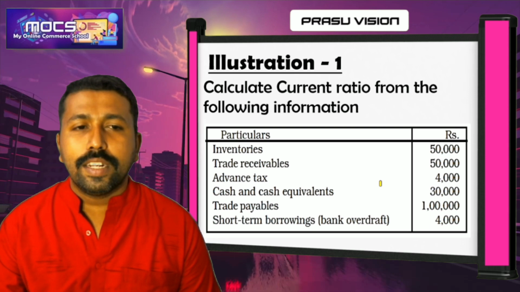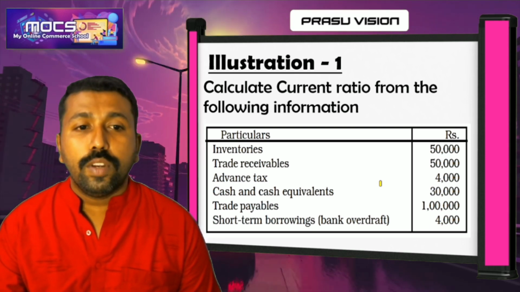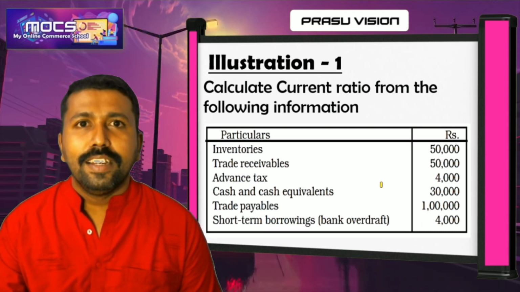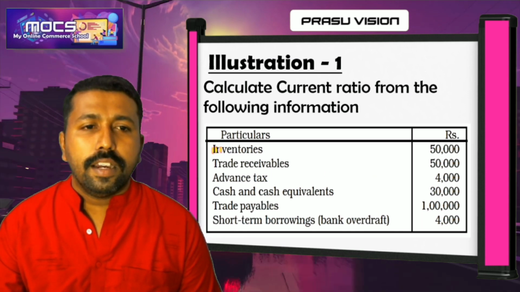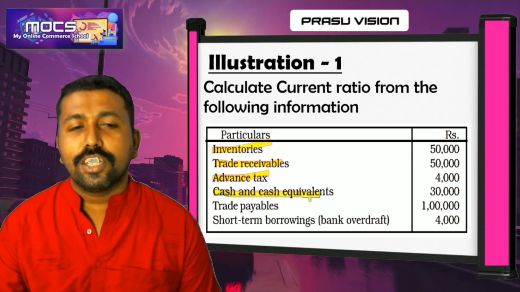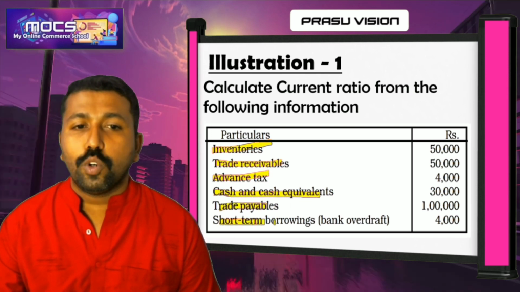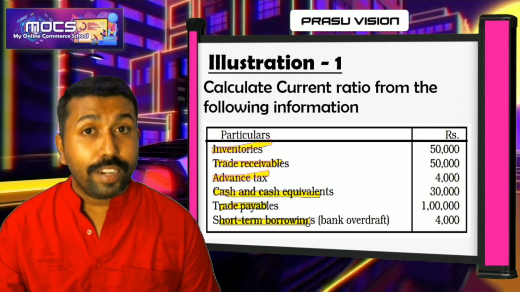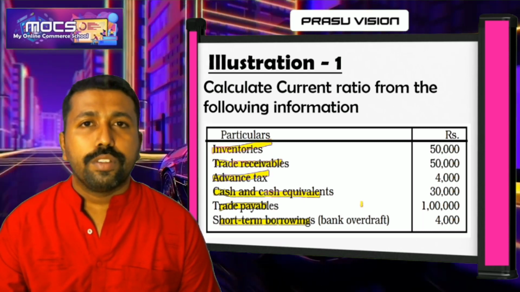Just look at that. Inventory is there, trade receivable, advanced tax, cash and cash equivalents, trade payable, short-term borrowings. So you have to identify what are the current asset and current liability. Inventory, trade receivable, advanced tax, and cash and cash equivalents come under current asset. Trade payable and short-term borrowings come under current liability. So you have to find the total of current assets separately. When we write the working notes, we have to show it.